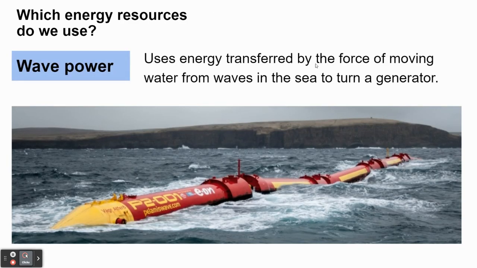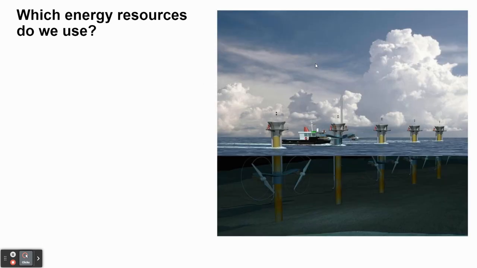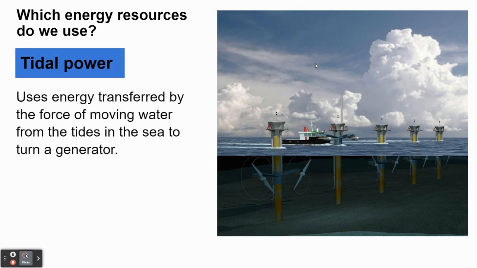Wave power as well uses energy transferred by the force of moving water from waves in the sea to turn a generator. And another use of water is tidal power. So that's using the force of moving water from the tides in the sea to turn a generator under the water, again generating electricity.